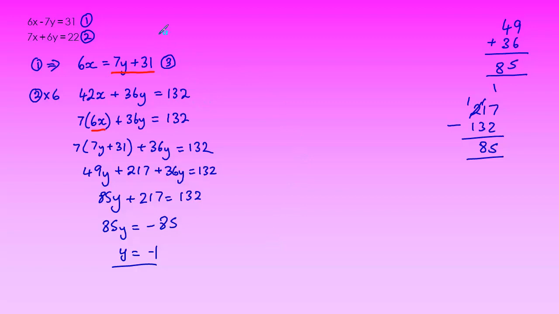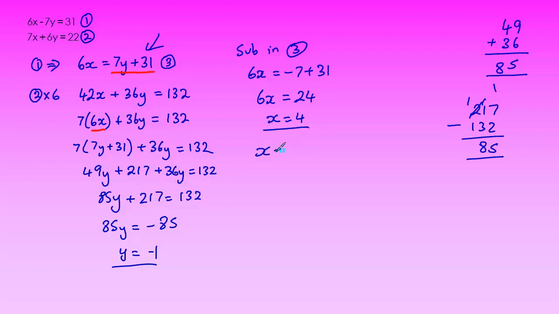Now, let's substitute that back to here. So we'll sub in 3. And that would give us that 6x is equal to negative 7 add 31. So 31 take away 7 is 24, giving us that x is equal to 4. So we've got x is 4 and y is negative 1.